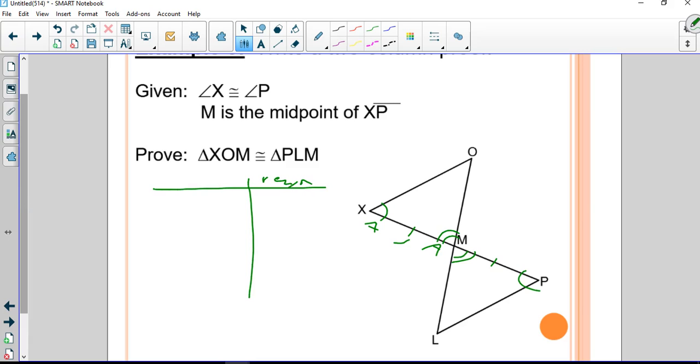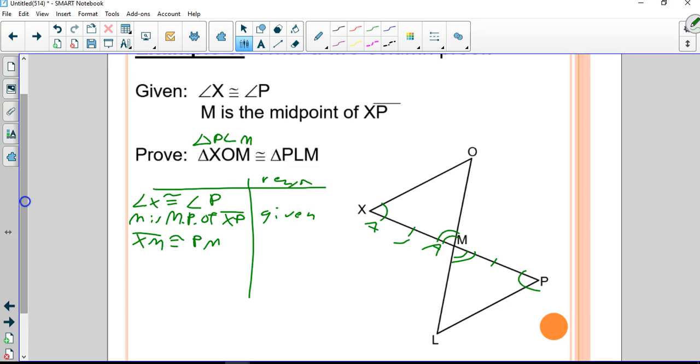Reason. Again, angle X is congruent to angle P, and M is the midpoint of XP. Given. We were given 2/3 of the information, sort of, but we still need to prove more on that midpoint thing. So we need to say that XM is congruent, be careful with order, PM. And remember, the old trick, PLM is what we're trying to prove. So PM, XM, they should line up the same way. So we're going to say that those are congruent to each other because of the definition of a midpoint.